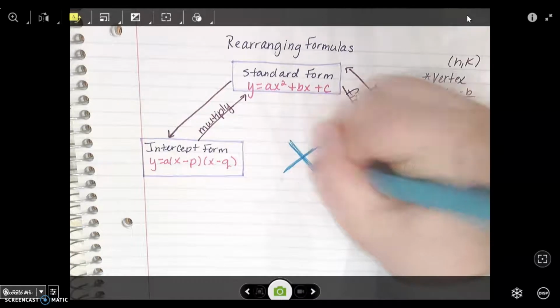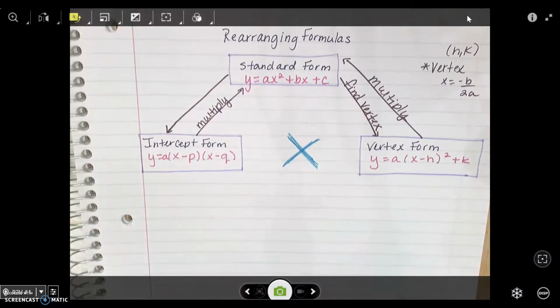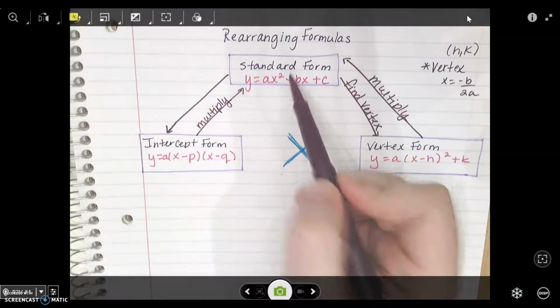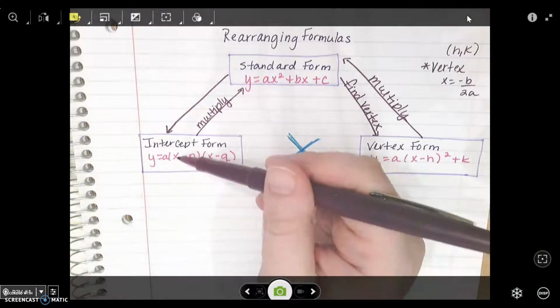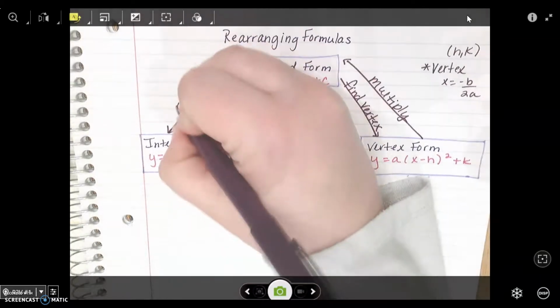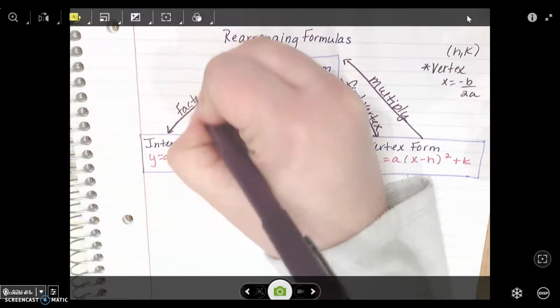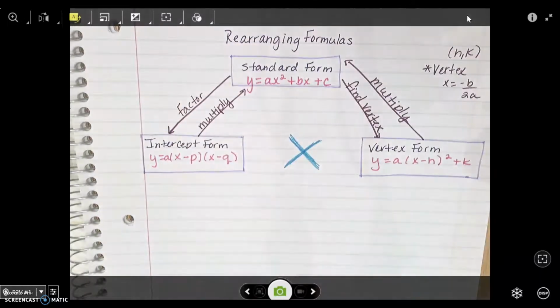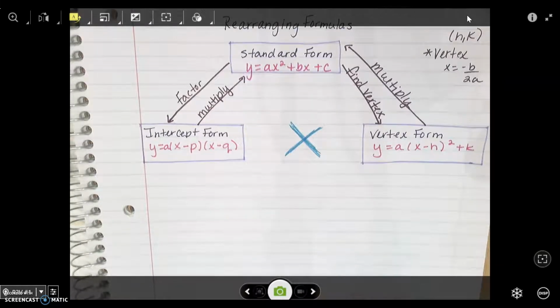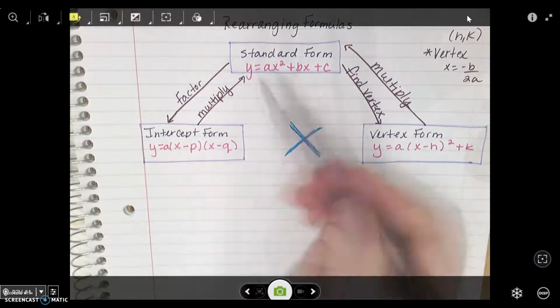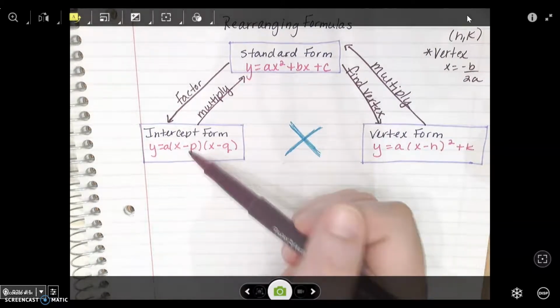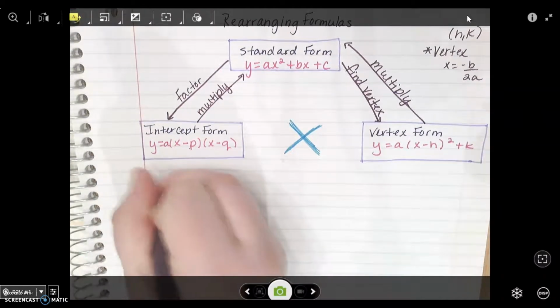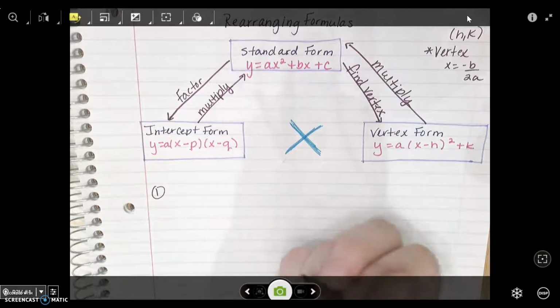That just cannot happen. The last thing we have to do is go from standard form to intercept form. And how you do that is you factor. Okay? So I'm going to do two problems, and you'll have a couple problems to do with this example for your assignment for today. So the first problem I'm going to do, we're going from standard form to intercept form. So I'm going to start out with a problem that's in standard form.